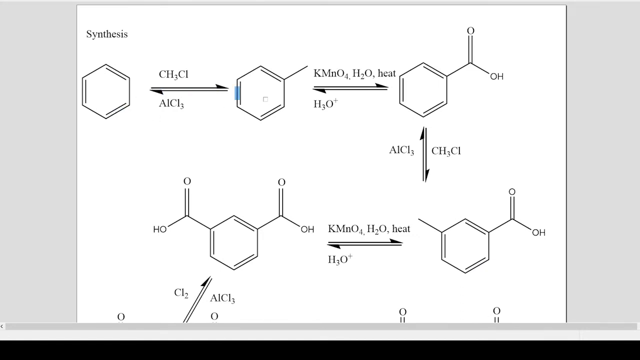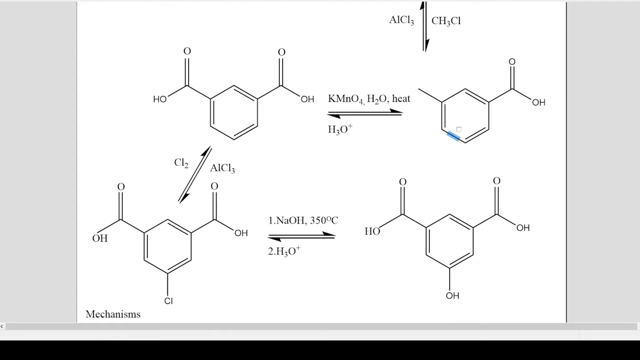Benzene is converted into toluene using chloromethane, aluminum trichloride. Toluene is then converted into benzoic acid using potassium permanganate, water, heat, sulfuric acid. Once we have benzoic acid, we will make toluic acid using aluminum trichloride, chloromethane. From m-toluic acid, we will make isophthalic acid using potassium permanganate, water, heat, and sulfuric acid.